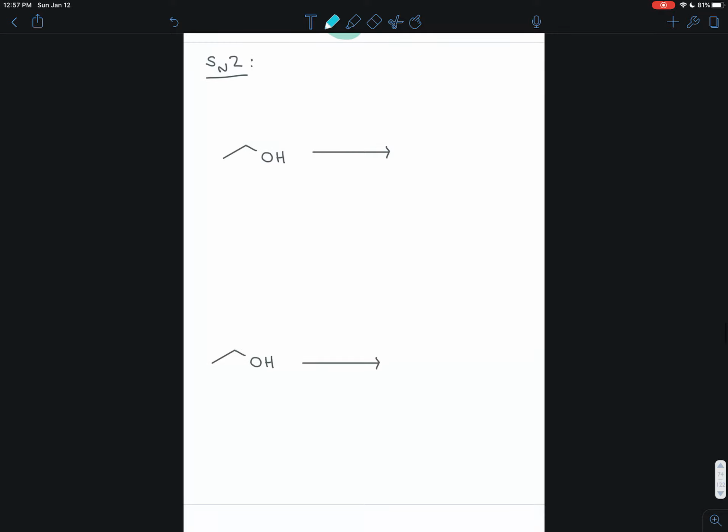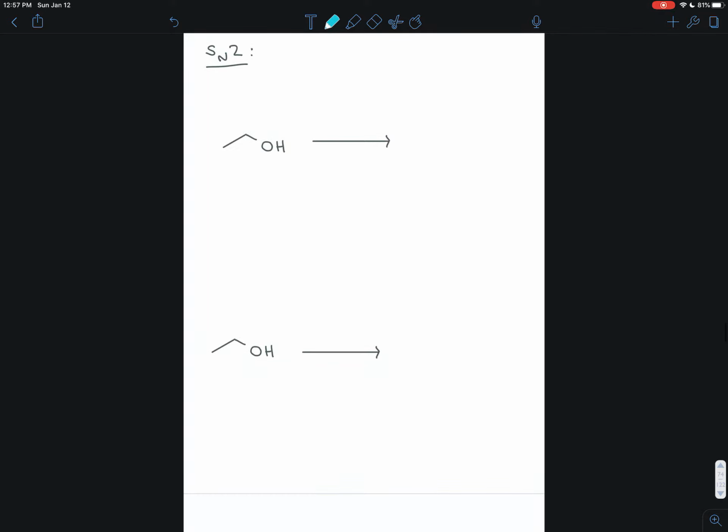Now for an SN2 reaction, you'll know to use these reagents because the alcohol will be primary. If the alcohol is secondary, really the fastest reaction is to do an SN2 reaction, but technically either would work. But really, if it's secondary, I would encourage you to do the SN2 reaction, just because it'll be faster.